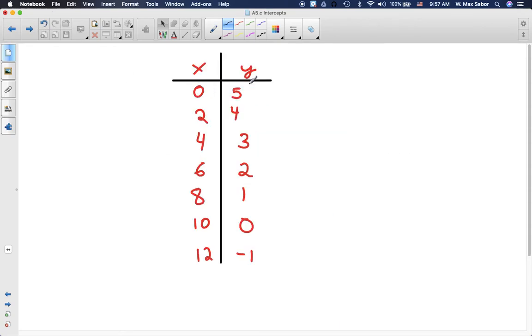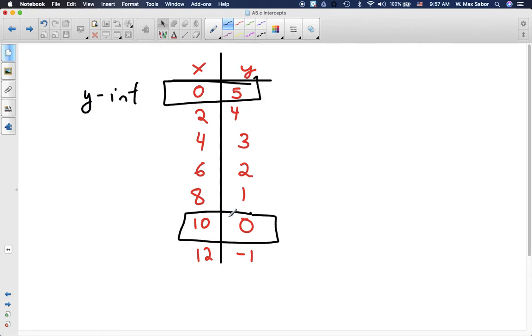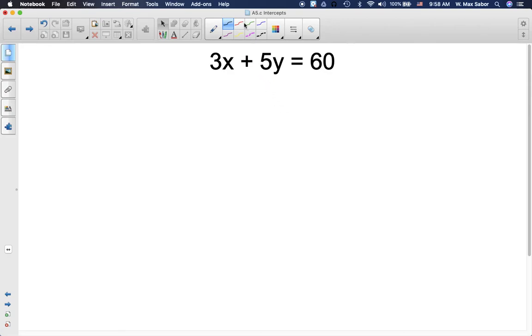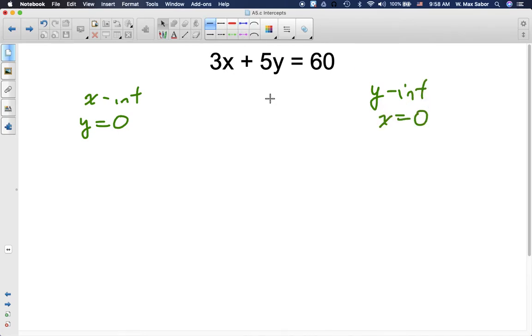Here, this is where x equals 0, so our y-intercept is (0, 5). This is where y equals 0. So our x-intercept is (10, 0). Here, if we want to find the x-intercept, we'll set y equal to 0. If we want to find the y-intercept, we'll set x equal to 0. We can't do these at the same time. Usually the x-intercept and the y-intercept will be different.